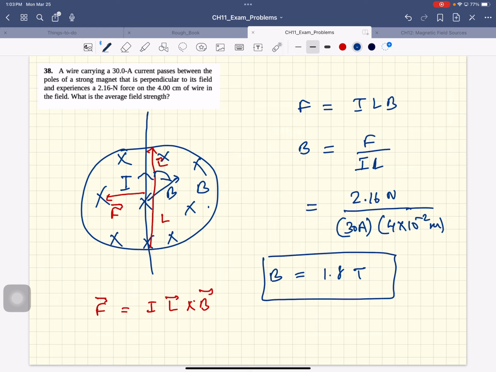That's a very strong field. So magnetic forces are not that strong. This is a very strong field, and that's not a large force.